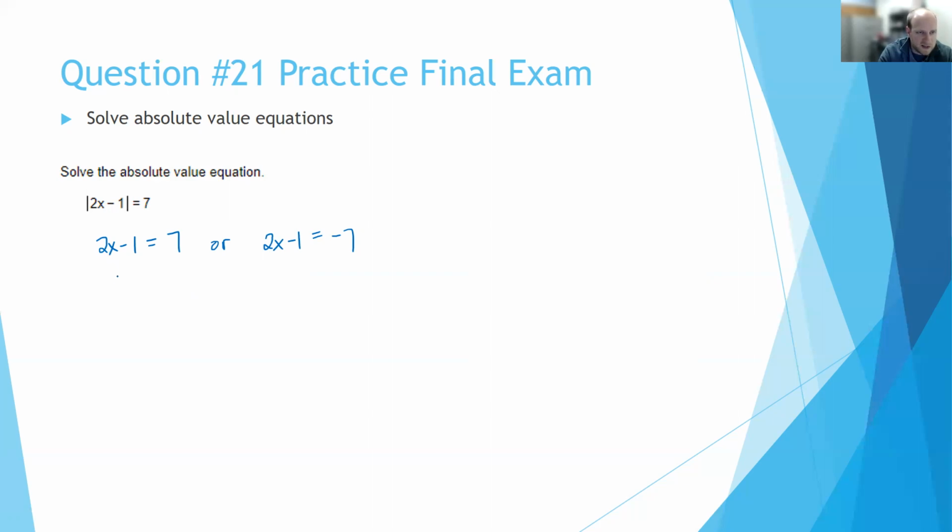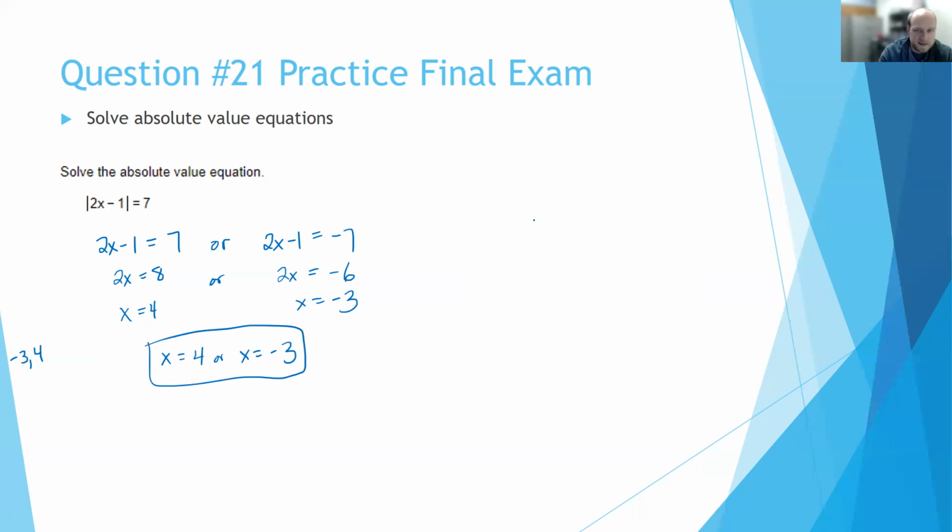Now we have two different equations, so now we solve. We add 1 to both sides: 2x equals 8, divide by 2, x equals 4. Or 2x equals, add 1 again, -6, divide by 2, we get -3. So our answer here would be x equals 4 or x equals -3. And they might ask you to put that in a comma separated form, so you just say -3, 4.